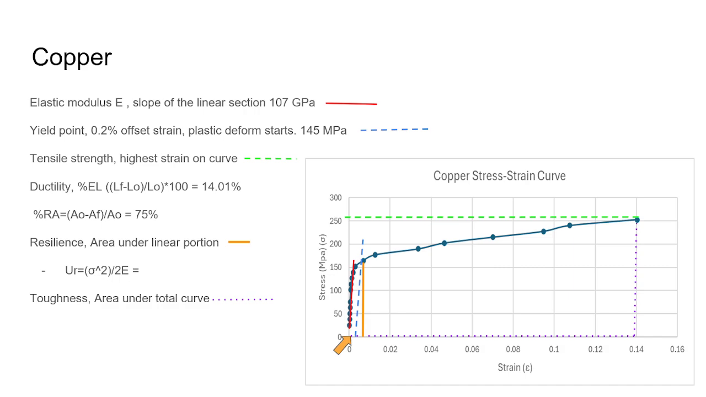Ductility is percent elongation, the final length minus initial divided by initial times 100. The area reduction is the original area minus the final area divided by the original area. Resilience is under the linear portion of the stress strain curve, so it would just be this formula of sigma squared divided by 2 times the elastic modulus. And then toughness is the total area under the curve.